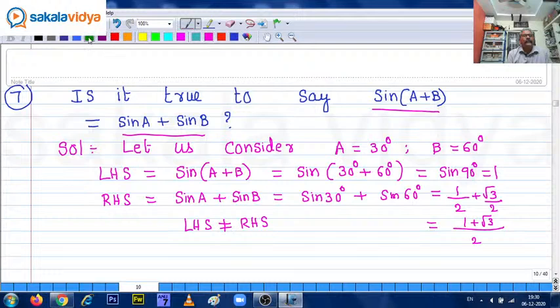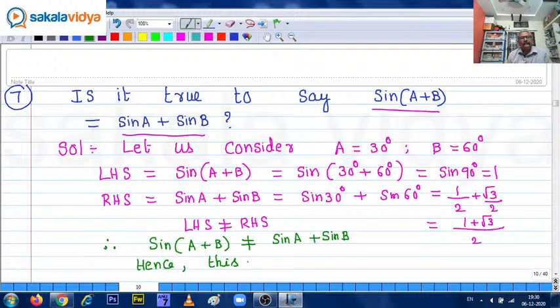Therefore, sin of a plus b is not equal to sin a plus sin b. Hence, this statement is false, not true. It's a false statement, not a correct statement. Yes, false.